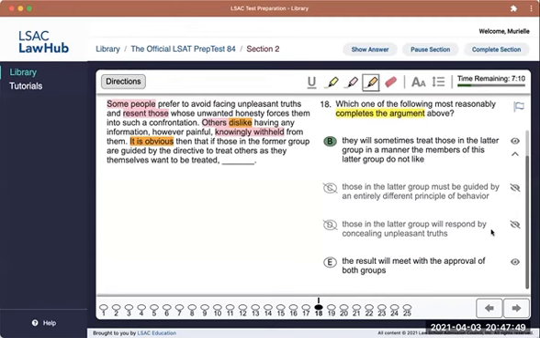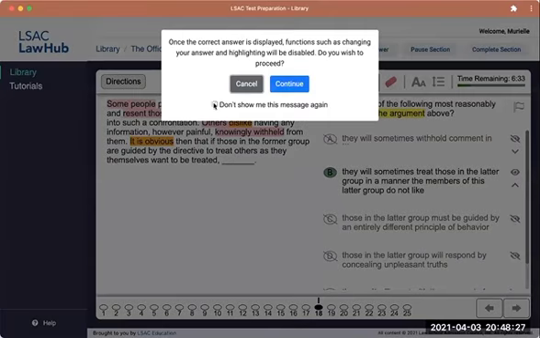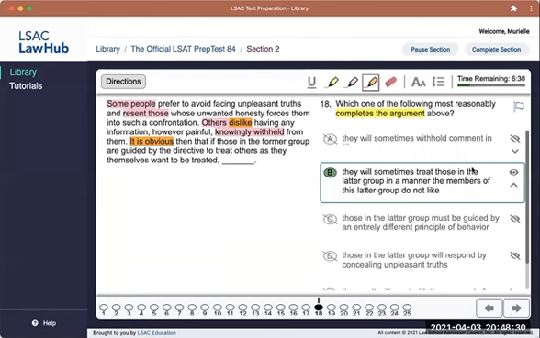And then E, the result will meet with the approval of both groups. And that's the exact opposite of what we think is going to happen, right? So the result would be that the second group would dislike what's happening. We don't know how they're going to respond, and so we don't know how the first group will feel about the result. But we do know definitely that the latter group isn't going to like being lied to. So B is the correct answer here. Click through that. Yeah, so that's B.